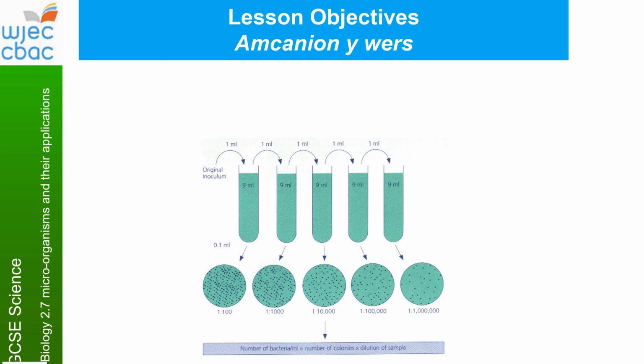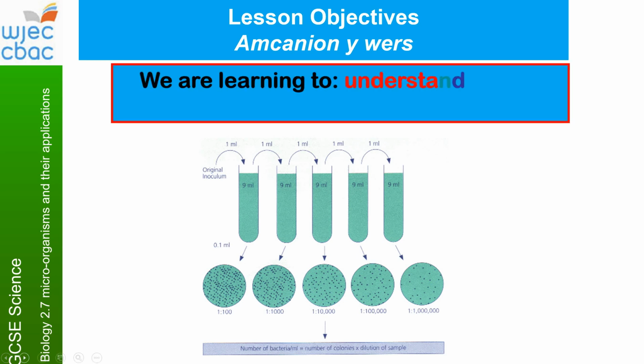This is going to be a very short lesson, this one. It's on serial dilution. You will need your microorganisms and their application booklets in front of you, and you need to turn to page 21 for me, please. So the lesson objective today, we've already carried out a little bit of this work in a previous lesson, is looking at understanding how to carry out what we call a serial dilution.